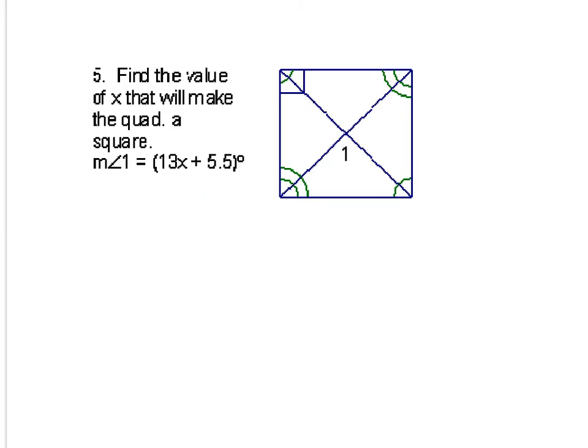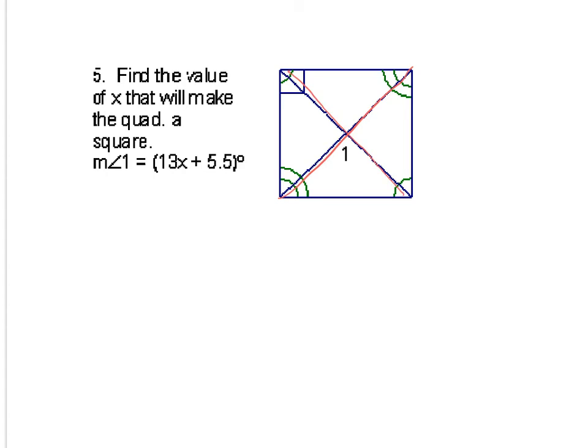Find the value of x that will make the quad a square. But what do I know about squares? I know a whole bunch of stuff, but I also know that for this to be a square, it's a rectangle that's also a rhombus. What is true about rhombi? The diagonals bisect each other perpendicularly. They are perpendicular bisectors of each other. So this is the perpendicular bisector of that if this is a rhombus.